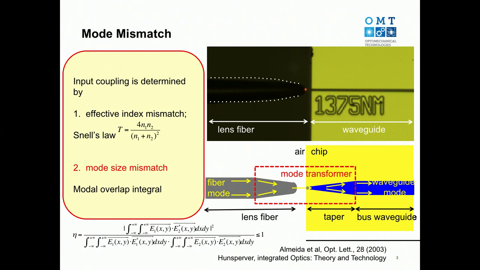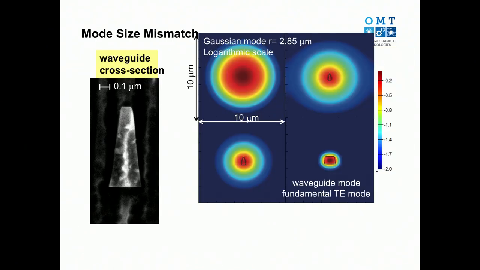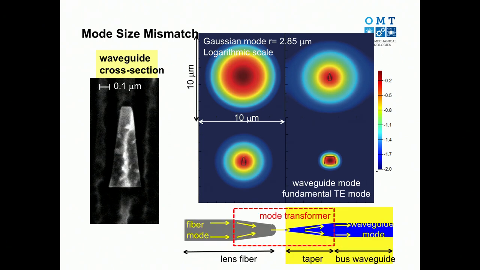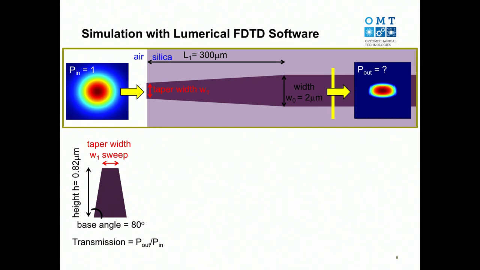If you do it too quickly, then you excite the radiation mode, a higher order mode of the bus waveguide, which introduces some loss. That's why you usually use a long enough distance, which we call adiabatic operation. Then you want to ask what taper width you should use to get the best coupling efficiency. What you do is sweep the taper width size, and monitor how much power you get at the end of the waveguide as a function of the taper.